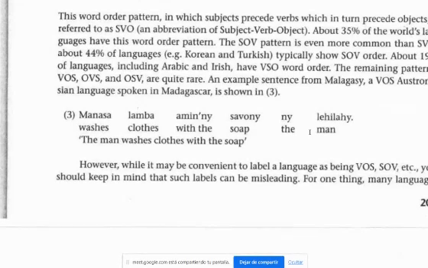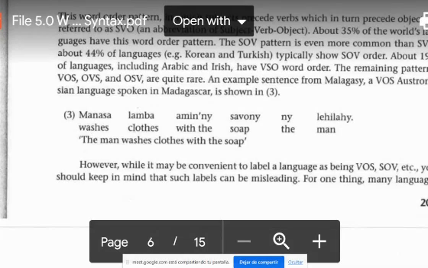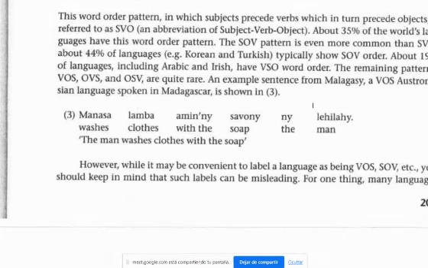In the second line, you notice that there is a word by word correspondence. Word by word. Manasa means what? Washes. Lamba means what? Clothes. Amini means what? With the. Saboni means soap. Ni means that. And lehilahi means man.